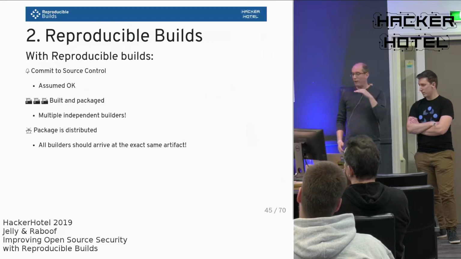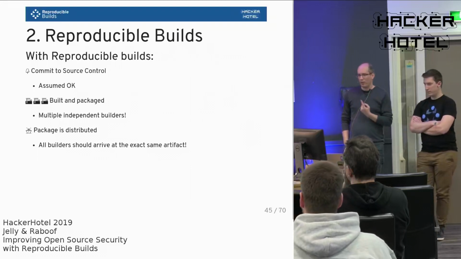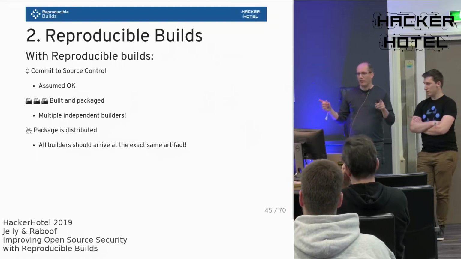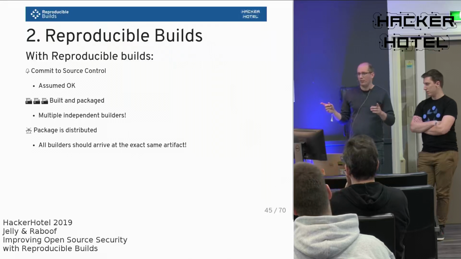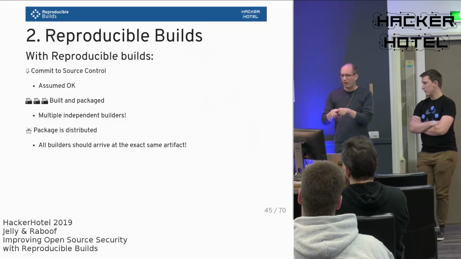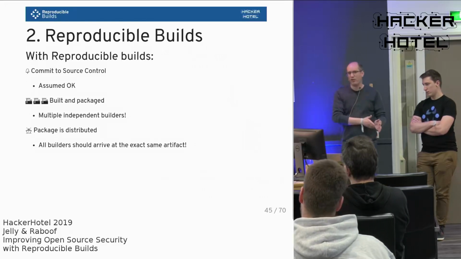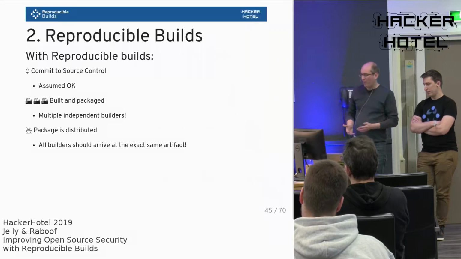So if we assume source control is okay, then the concept of reproducible builds is that we don't build and package our software once, but we build it multiple times on different and really different machines. So a diverse set of machines. And then we check that the diverse set of machines, they all come to the same resulting artifact. So that doesn't solve compromised machines, but at least you can detect it if one of your machines is compromised. Of course, if all your machines are compromised, you're still out of luck. But I think this is a useful thing to check.